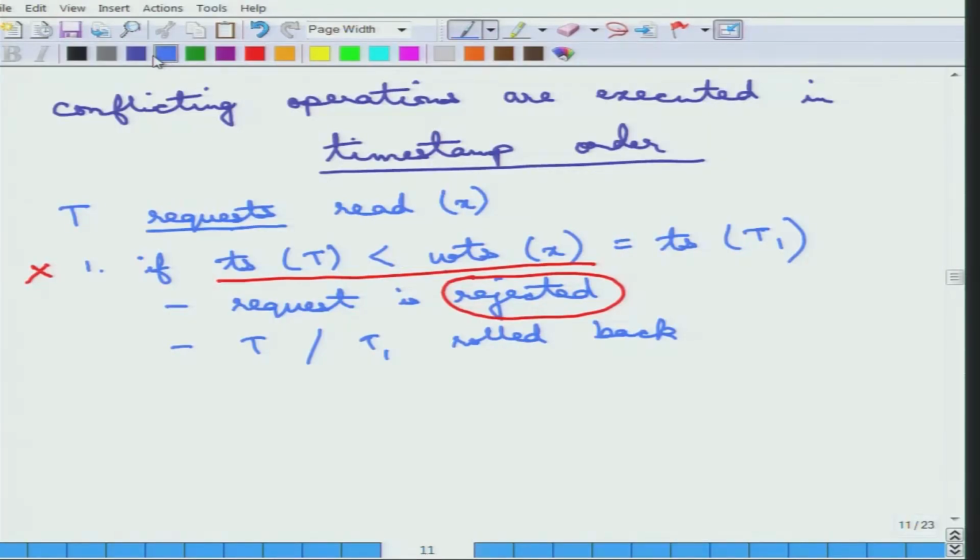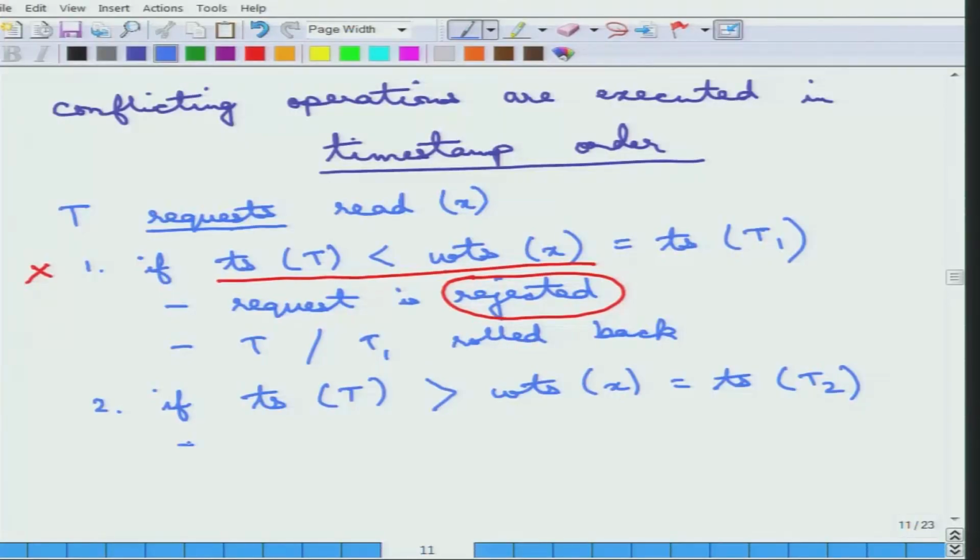All right. On the other hand, if the timestamp of transaction T is greater than the write timestamp of X, which is, let us say, that of some other T2, then there is no problem, because T2 was supposed to write to this X before T has read, because the timestamp of T2 is lesser than the timestamp of T, and that is what is being done. So this is fine. This request is granted.